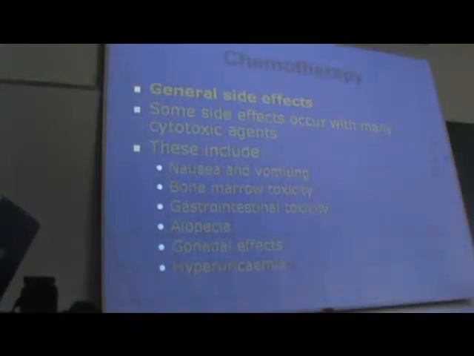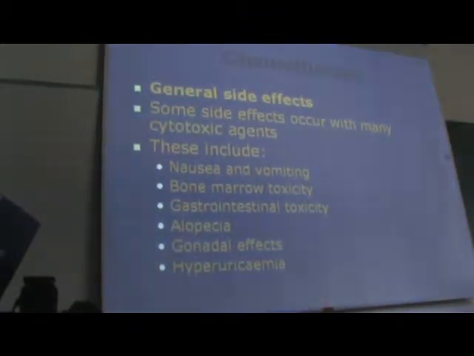One of the problems also is hyperuricemia due to the liberation of uric acid, the end product of protein metabolism, when we have a bulky tumor, so that the uric acid is very high and will give a gout-like problem and kidney stones.